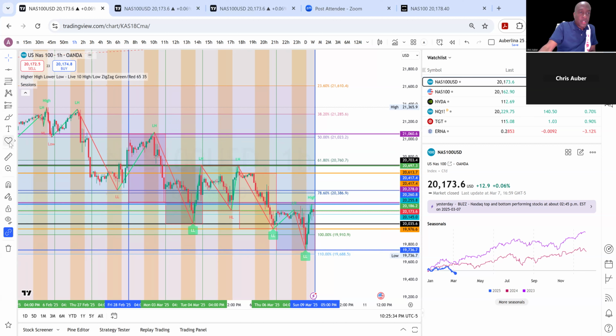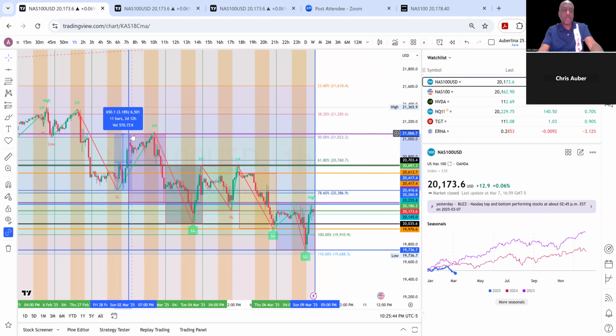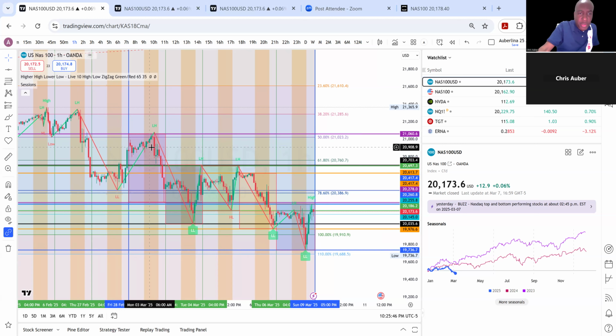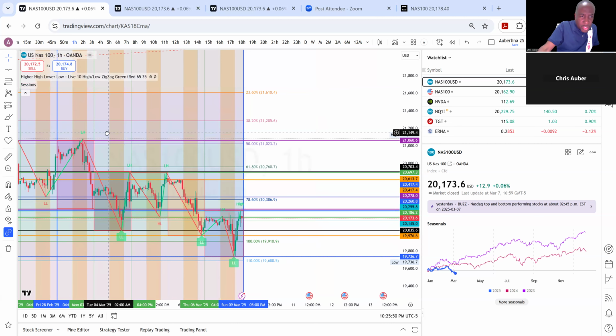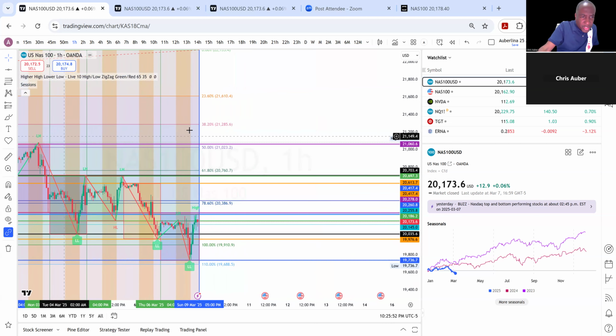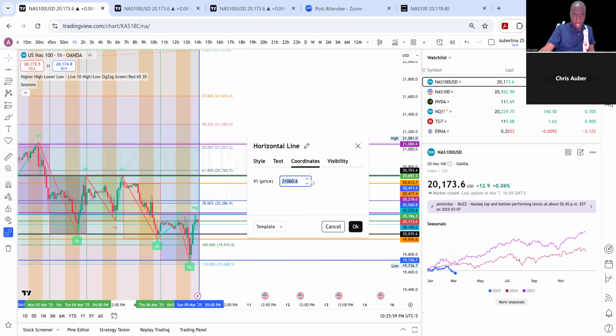So you enter, the entire move would have been from here all the way up to here. This move right here would have been 6,000 pips. Okay, that one buy right there would have been 6,000 pips. All right, and let me just correct this line up here. This was 21,081. That was the high for Monday.